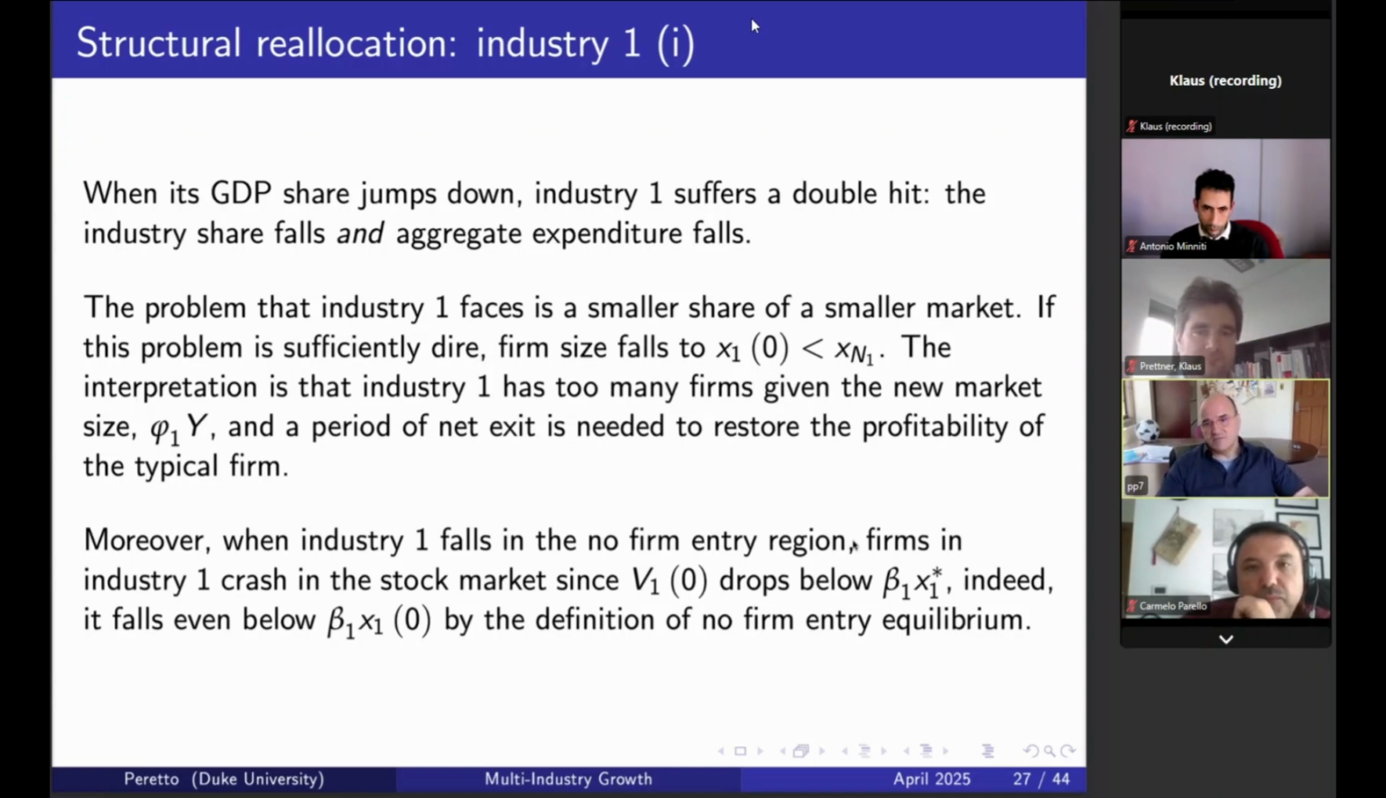And this slide is simply articulating the point that I made earlier, that by definition, when the free entry condition no longer holds in an industry because of a particular structural change to the economy, then by definition, that industry is experiencing a crash in the stock market valuation of the firms. And that crash is due to the fact that in that market, given the new market size, there are too many firms. And that industry needs to go through a round of restructuring.